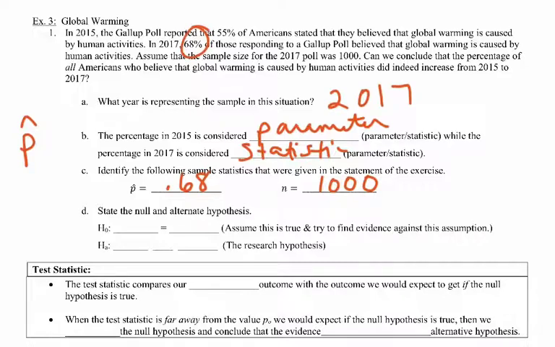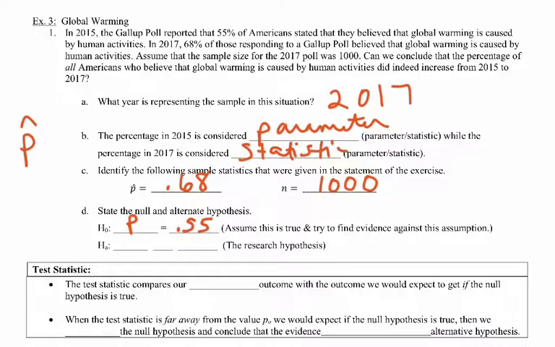The null hypothesis would be that nothing has changed. Assume that nothing has changed. The population proportion is still at 55%. So the null hypothesis would be H naught: P equals 0.55. Nothing has changed. We're still at 55%.